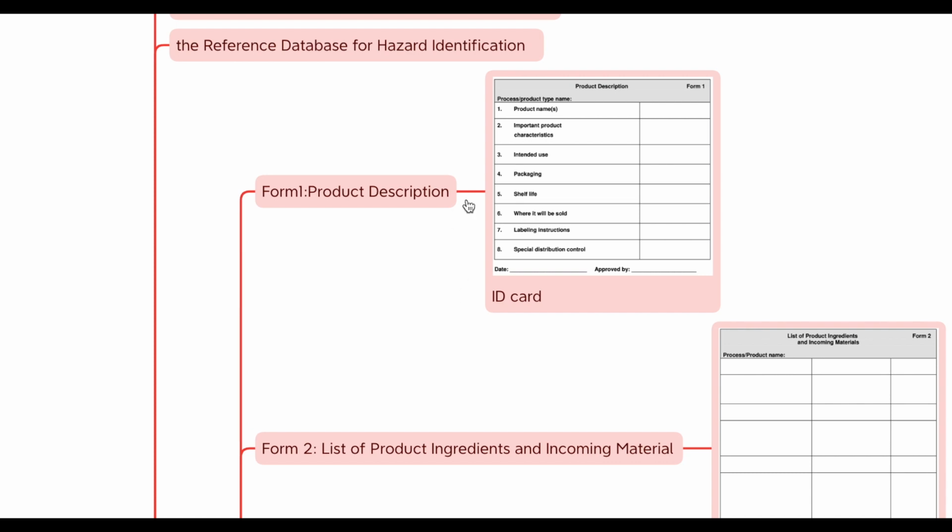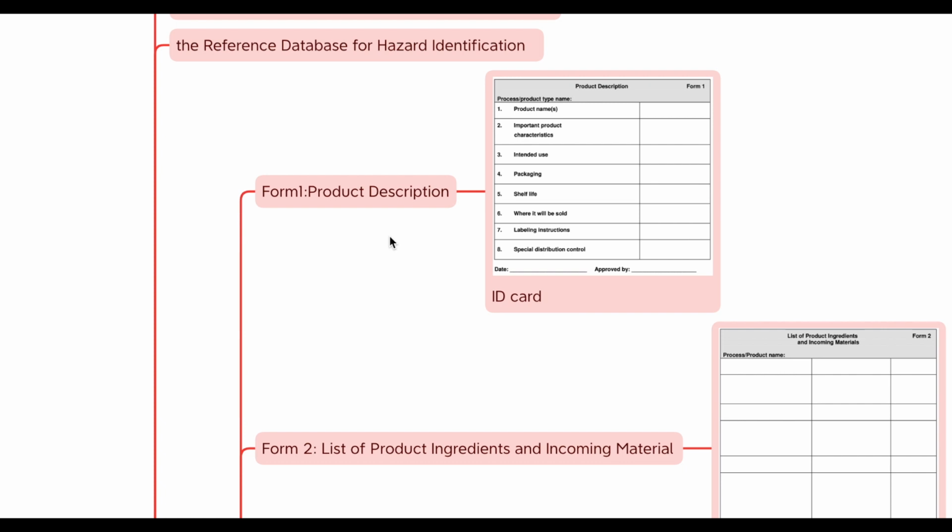And if we are a brewery, our product description would include details like the type of beer, the ingredients like malt, hops, yeast, and water, the brewing process, the alcohol content, the type of packaging like bottles, cans, or kegs, and the shelf life. For a bakery, the product description would include details like the type of bread, the ingredients like flour, yeast, water, and salt, the baking process, the type of packaging, and the shelf life.